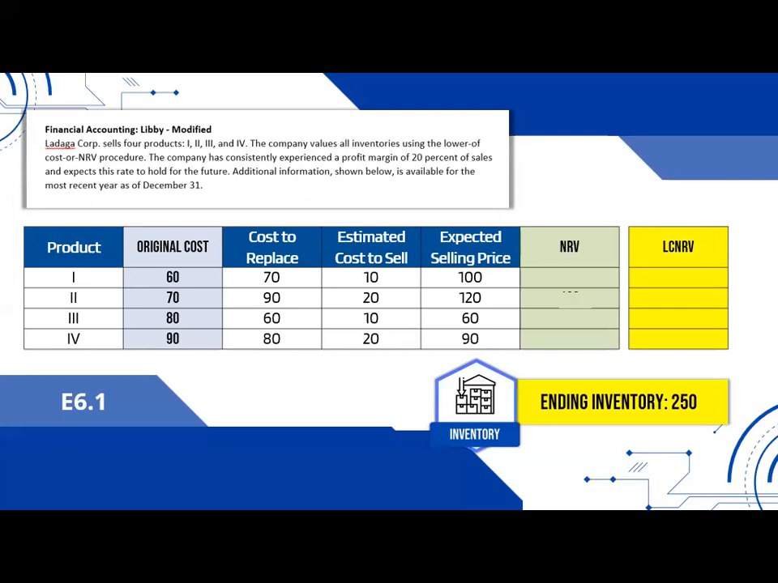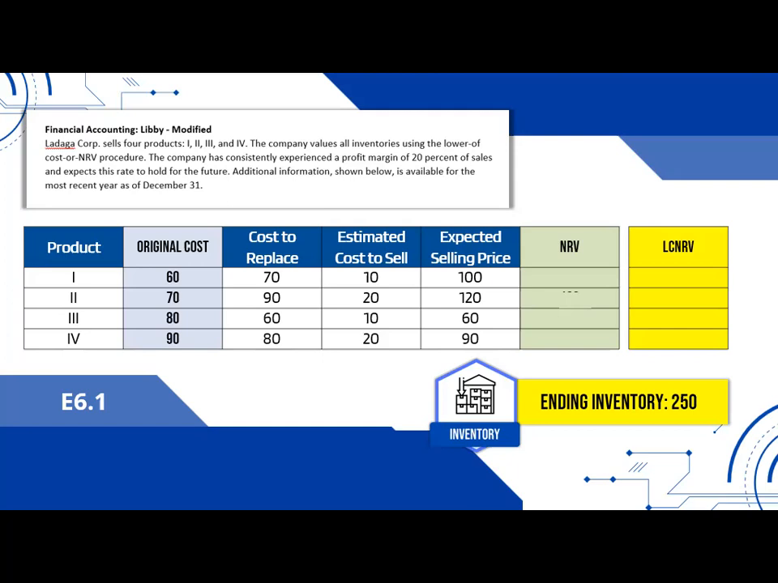Ilulunod lang nila kayo ng mga information. Cost to replace, estimated cost to sell, expected selling price. And then, merong product 1, 2, 3, 4. Right. So, basically, ang kailangan mo lang gawin dito is, you get the NRV, and then you ask yourselves, are we looking at it from a product basis? So, ito muna, let's look at how to solve it.